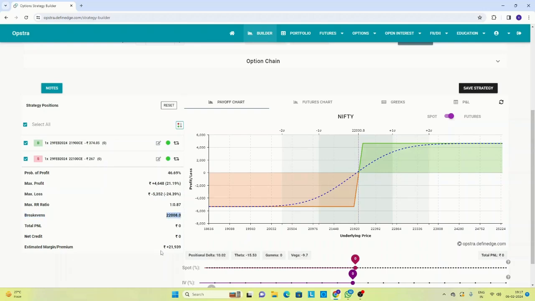So if the view goes right, for the estimated capital of 21,000, you make 21% on your capital, which is 4,648. And if the view goes wrong, you make a loss of 24% on your capital, which is 5,352. Right. Now if you look at the payoff chart on the right side, if on the day of expiry Nifty closes anywhere above 22,008, it gives us the maximum profit. If Nifty closes anywhere below 22,008, it gives us the maximum loss.